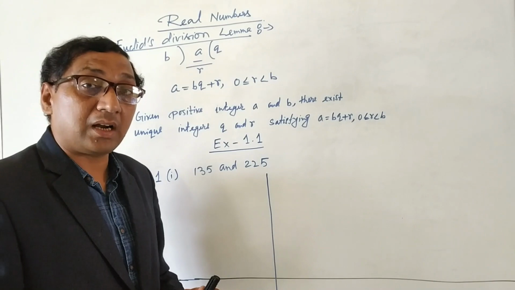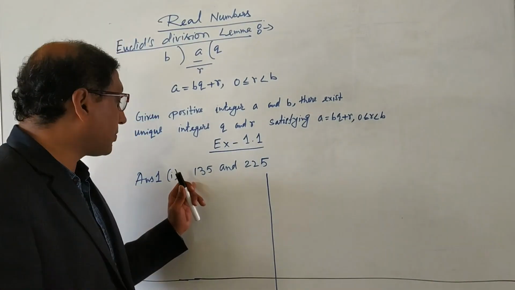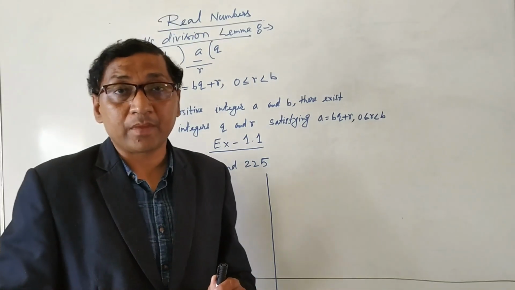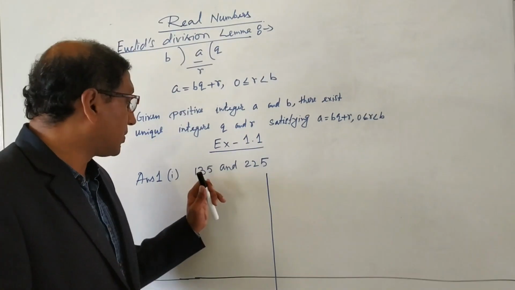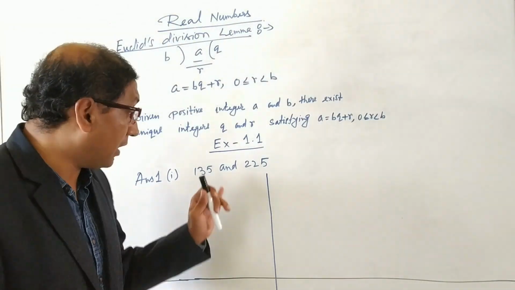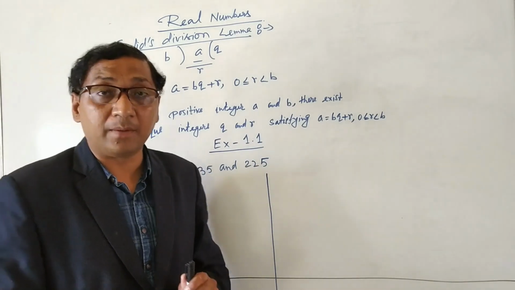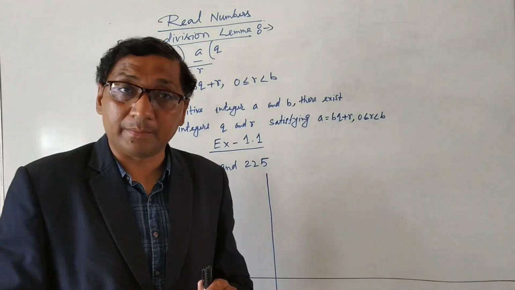Now we are going to start exercise 1.1. Just read the first question. The first question is: find the HCF between two numbers using the Euclid division algorithm. So the first part is 135 and 225. Now just observe this. Out of these two numbers, 225 is the bigger number and 135 is the smaller number.